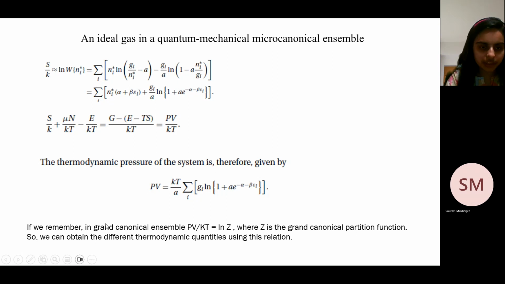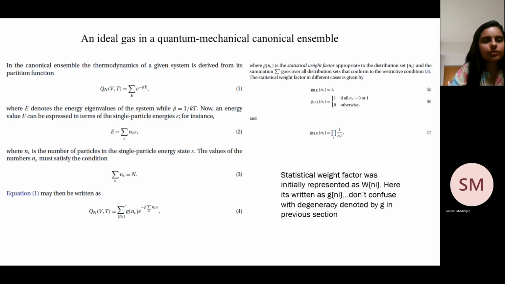And if you remember from the grand canonical ensemble, PV by kT is given as ln Z, where Z is the grand canonical partition function. So in a way, you can use this relation to find all the different thermodynamic quantities, right? Then we moved to a quantum mechanical canonical ensemble, where we now want to find the canonical partition function, but now we are looking at the quantum mechanical description.